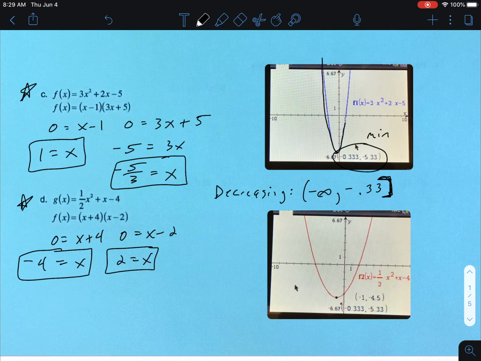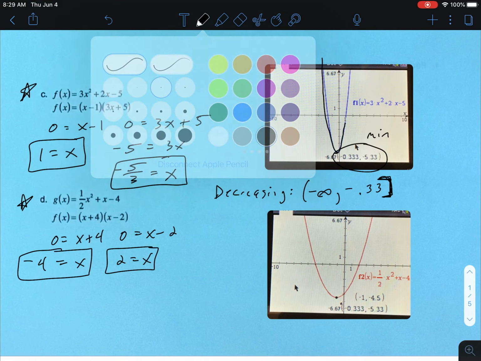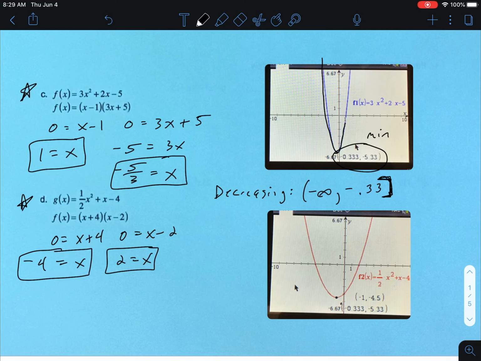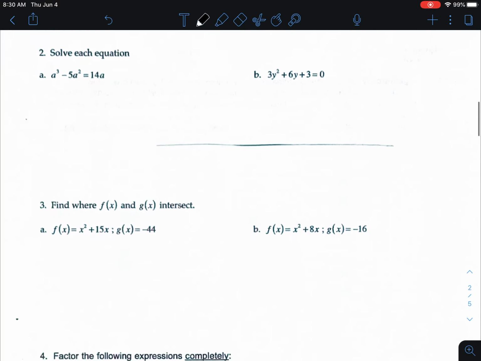Okay, and there you have it. So we're talking about that as a parabola. So the minimum is the vertex. It's right there: -1, -4.5. And then when we want to talk about where this function is decreasing, again, if you're tracing it, it's going to be decreasing when your x values go all the way from -infinity up until that turning point at -1. So that's where it would be decreasing. Okay, so there's 1, C, and D.